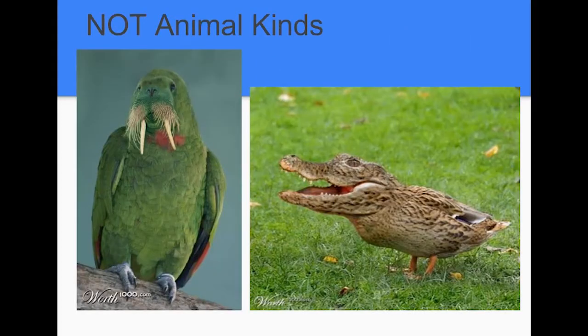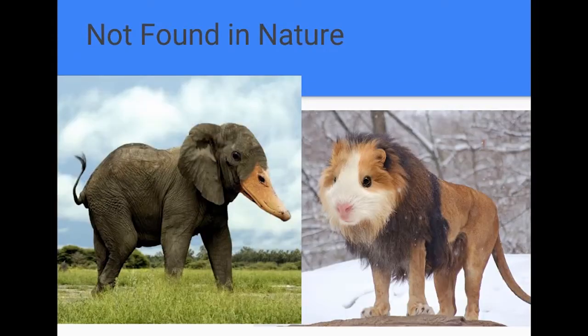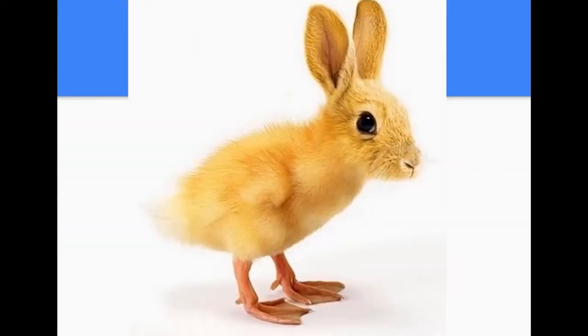Then there are things that we know will never happen. You'll never get a parakeet and a walrus to mate, and it's probably better that we don't. Also, there is no crocoduck. There is no elephant duck, and there's no guinea pig lion. They are different kinds of animals, and that's why these pictures are funny, because these are things that never can exist in nature. Which is a shame, because this thing, on Easter, this would sell like hotcakes.